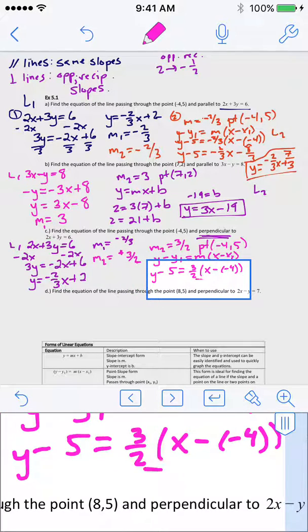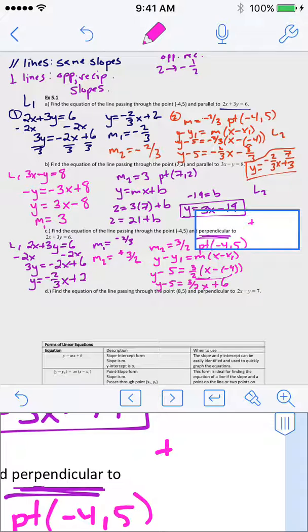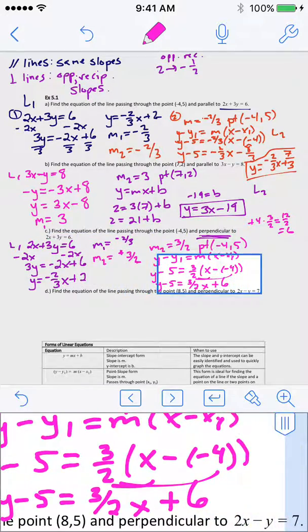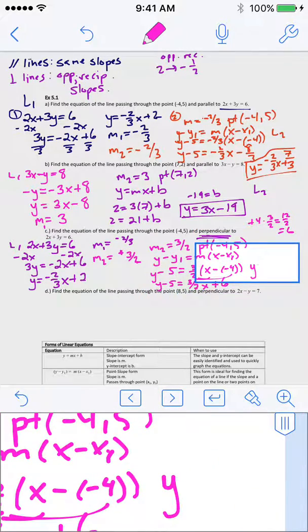So we can distribute that 3/2. Get y minus 5 is equal to 3/2 x. Let's see. That would be a positive 4 times that would be 12 divided by 2 would be plus 6. In case you didn't catch that, positive 4 times 3/2 would be 12/2 or 6. So that's what I did right here. Alrighty, and then I just have to add 5 to both sides. I end up with the line y equals 3/2 x plus 11.